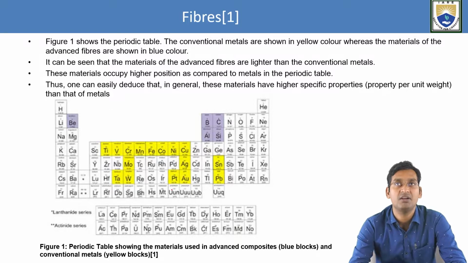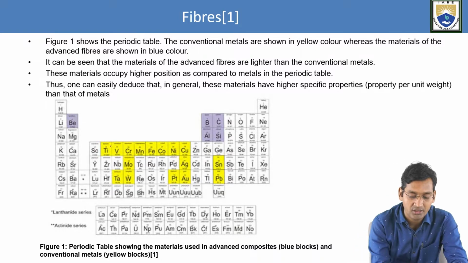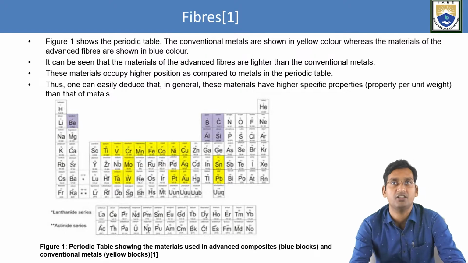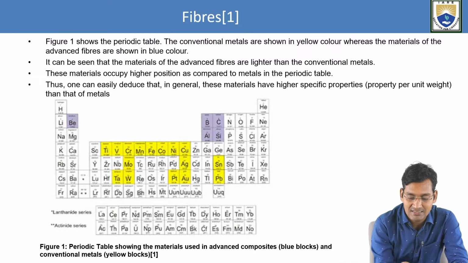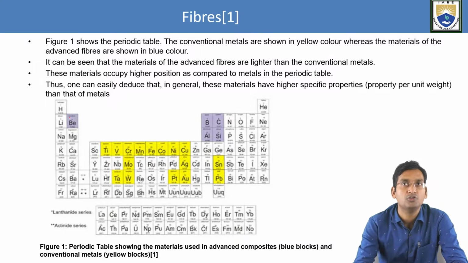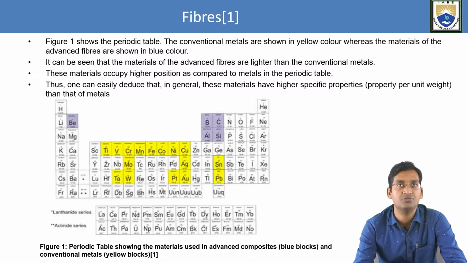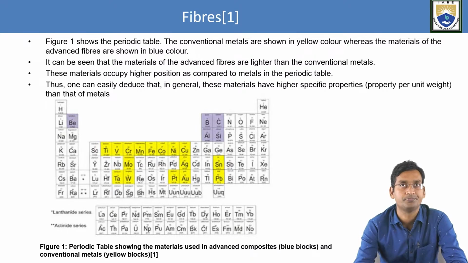The conventional metals are shown in yellow color. So these are the conventional metals from which we are getting the fiber, or we can make the fiber. Whereas the materials of the advanced fiber are shown in blue color. So these 4 and 5 are the advanced materials through which we can make a fiber.